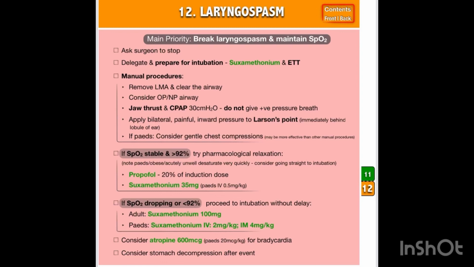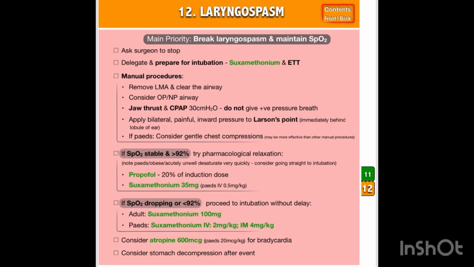You can give propofol, like 20% of the induction dose. The induction dose we use is like 2 milligrams per kg. Or suxamethonium 35 milligrams, and for pediatric IV like 0.5 milligram per kg. If the SpO2 drops below 92%, proceed to intubation without delay. For adults we give suxamethonium 100 milligrams, and for pediatric suxamethonium IV 2 milligrams per kg, or IM intramuscular injection 4 milligrams per kg. Consider atropine 600 micrograms, for pediatric 20 micrograms per kg, for bradycardia.